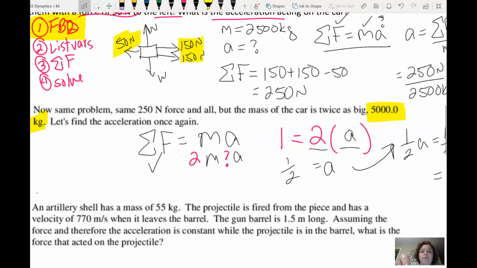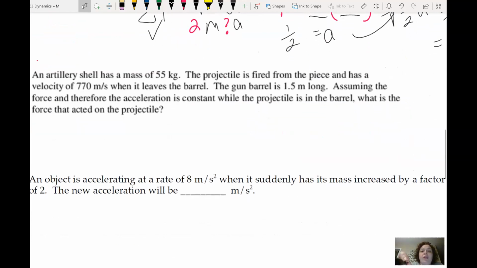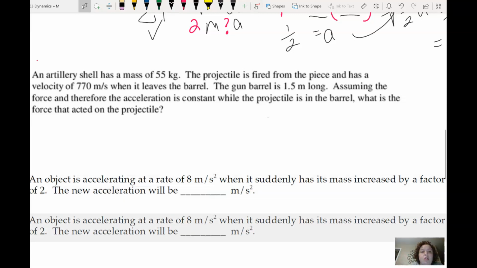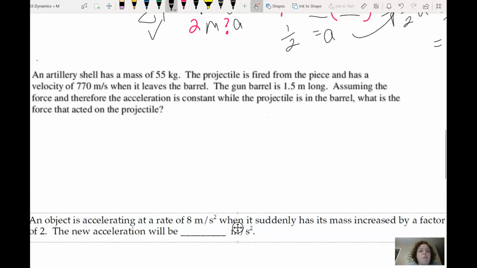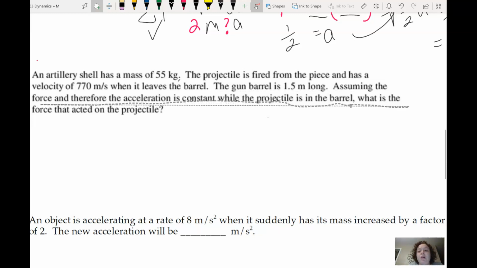Last problem here. I'm going to move this down just a little bit. Here's a 2-step problem we're dealing with. We have an artillery shell with a mass of 55 kilograms. The projectile is fired from the piece and has a velocity of 770 meters per second when it leaves the barrel. The gun barrel is 1.5 meters long. Assuming the force and therefore the acceleration is constant while the projectile is in the barrel, what is the force that is acted on the projectile?